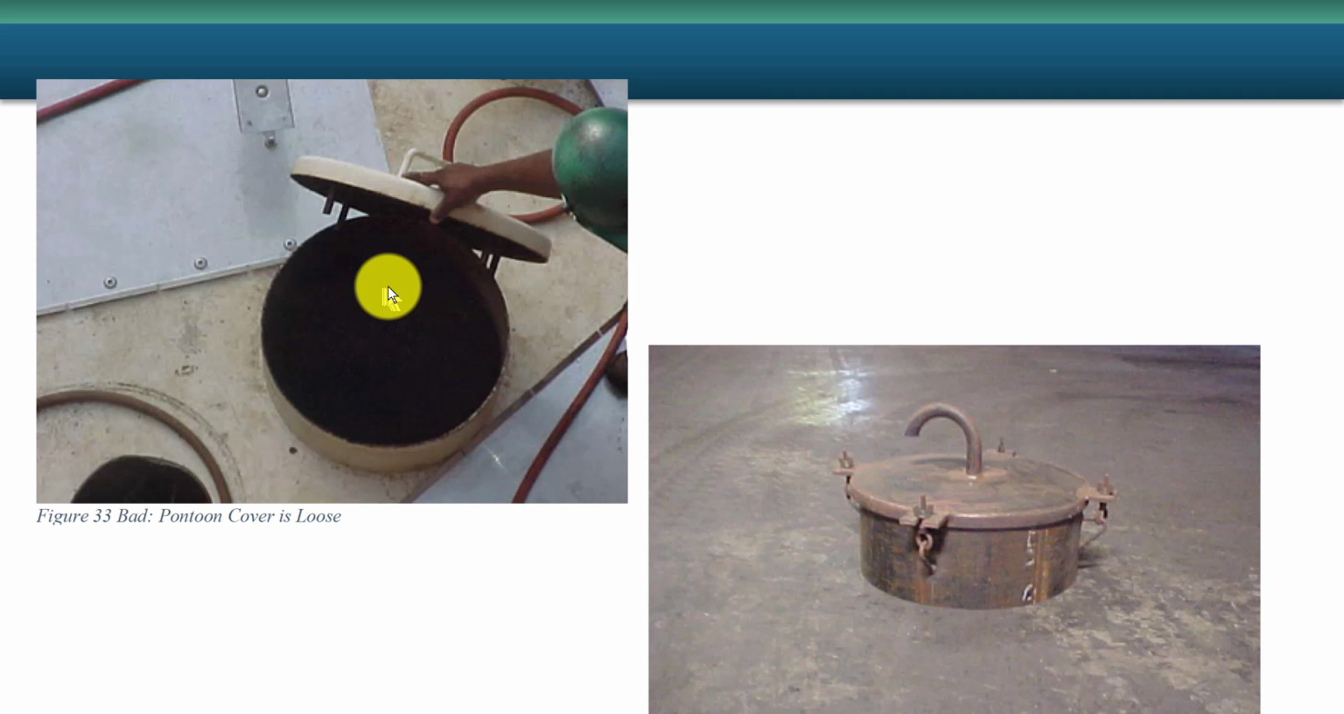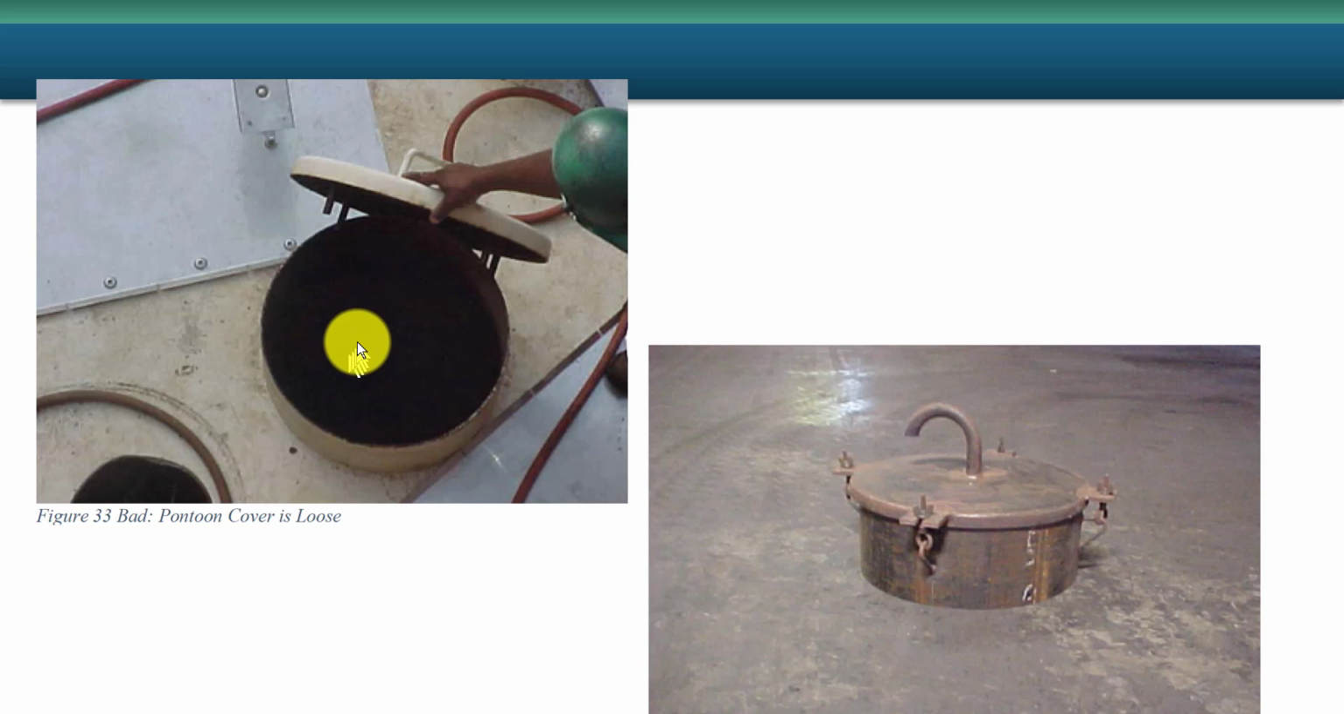Rather than go inside these pontoons, it can be done, but it's a confined space entry. Most people are going to use atmospheric testing to detect whether there's hydrocarbons inside here, and hence a potential leak. It's important not to have flammable gases in here.